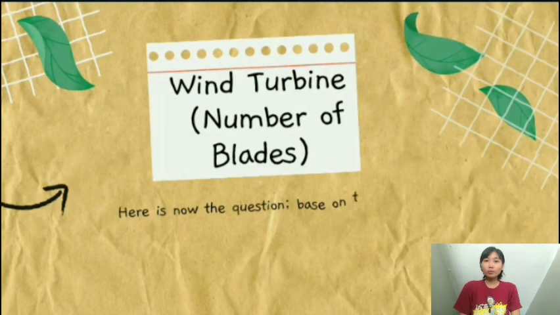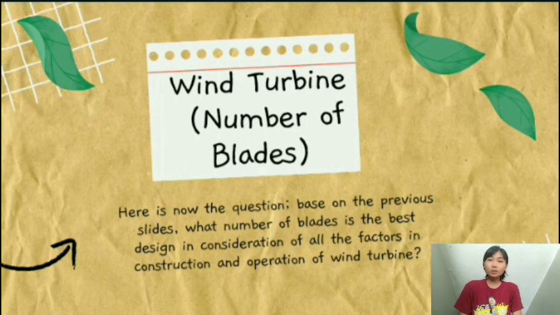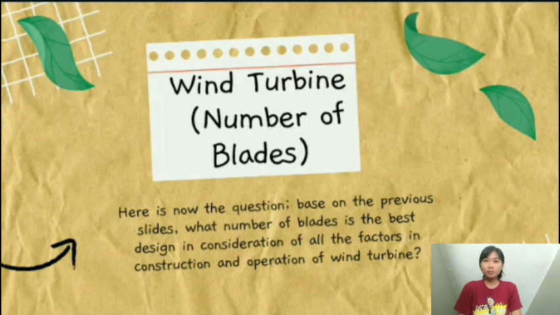Let's proceed to wind turbine number of blades. Here's now the question. Based on the previous slides, what number of blades is the best design in consideration of all the factors in construction and operation of wind turbine? So, answer is 3. 3 yung pinaka-best number of blade na ginagamit sa wind farm, and halos lahat na ng wind farm ay 3 na ang ginagamit. So, later on, i-discuss natin kung bakit mahalaga yung number of blades sa isang wind farm.